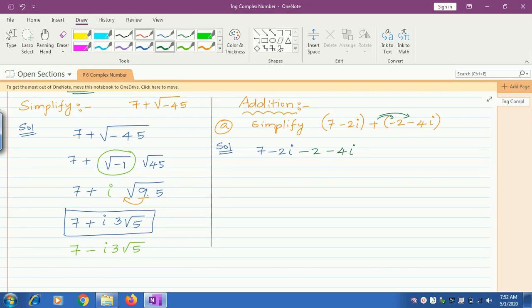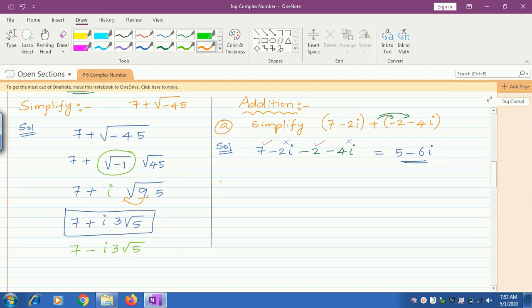Now here you have to add the real number with the real number, and you have to add the imaginary part with the imaginary part, right? So what should be the value here? The value is equal 7 minus 2, which is equal 5, minus 2i minus 4i, which is equal minus 6i. So this is your value.